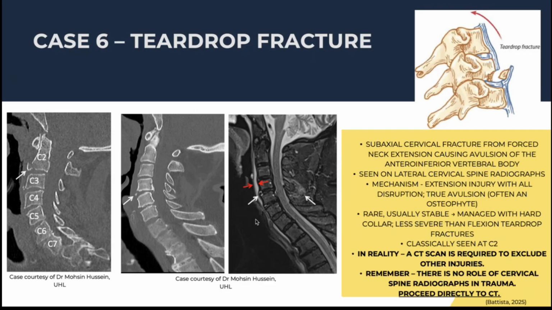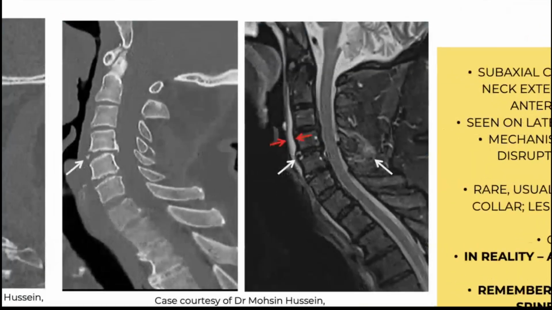But if you look on the right, so the middle and the right image, middle image is a CT cervical spine, and the right image is an MRI STIR or T2 weighted MRI, which we're going to come to later, of the cervical spine.